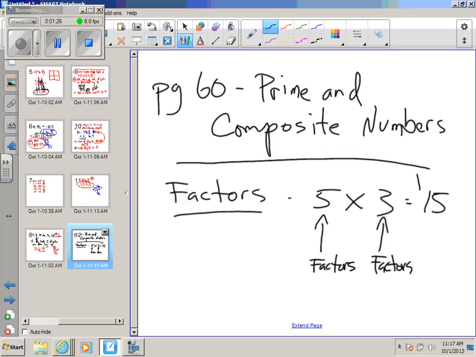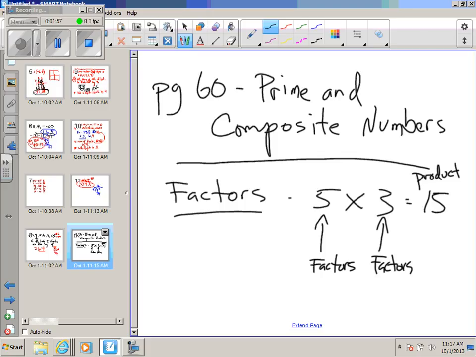15 is your product. Okay? So you might say that 2 factors of 15 are what? What are 2 factors of 15 based on the example on the board? Yeah, 3 and 5. Because I can use those numbers to get 15 if I want to multiply them together.